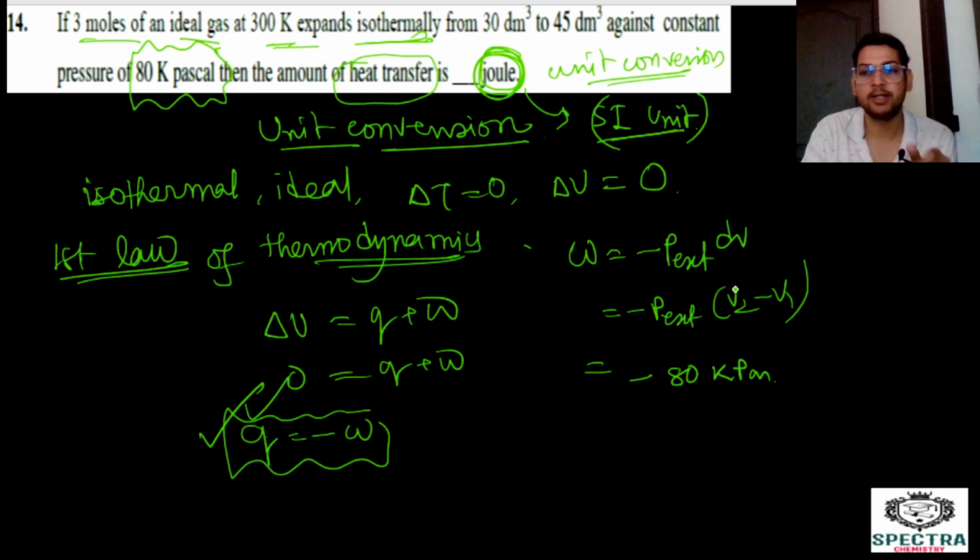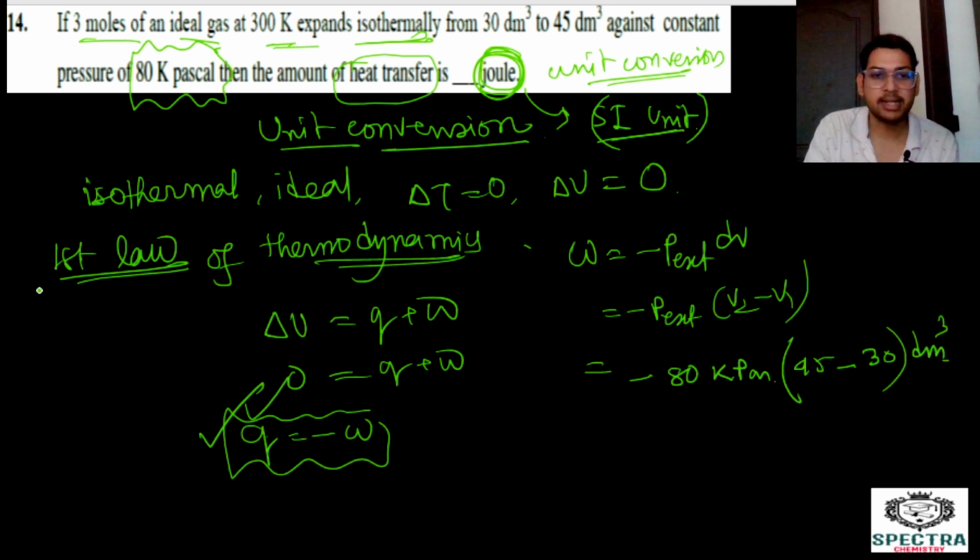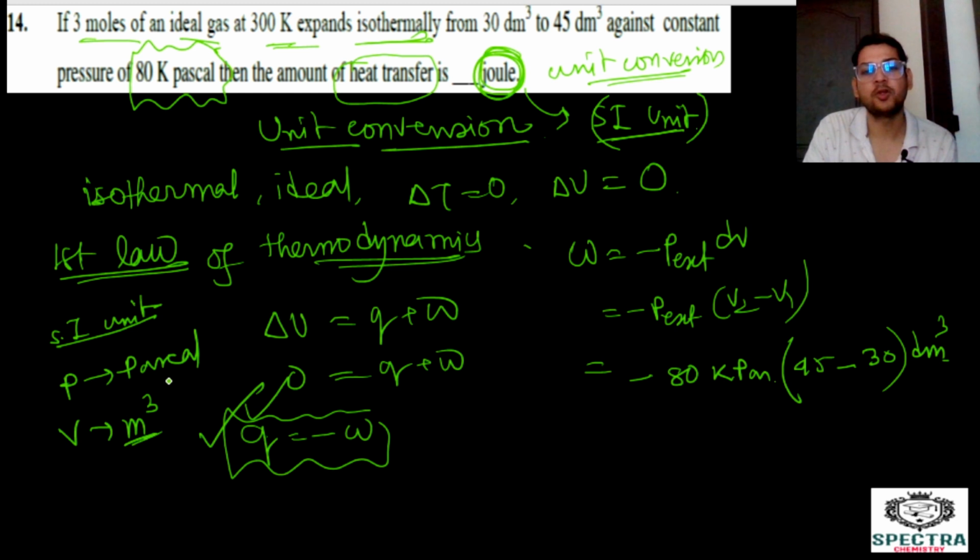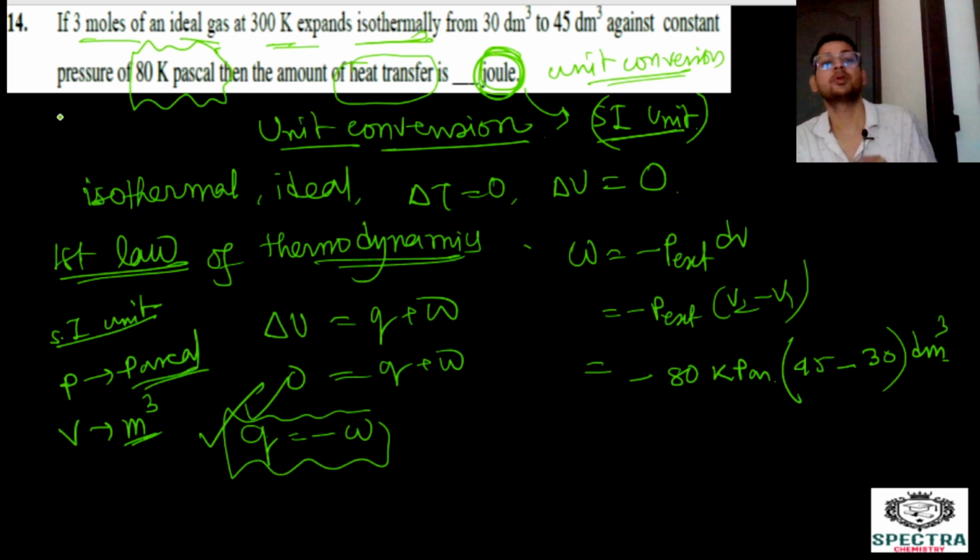Okay, kilopascal I got. And V2 is given as 45 minus 30, but that is also given in dm3. In SI unit, pressure should be in Pascal, and volume should be in meter cube unit. So now it's your duty to change the unit.